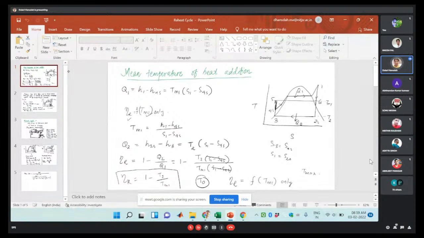So this one is the mean temperature of heat addition. The efficiency of the Rankine cycle depends upon the mean temperature of heat addition, so the Rankine cycle efficiency will be equal to 1 minus T2 upon Tm1, right? Here we have drawn that diagram. In this case, the mean temperature of heat addition without regeneration will be 5 to 6.